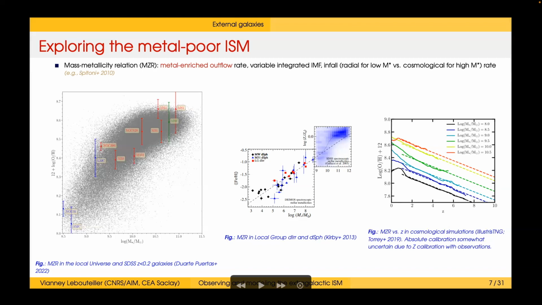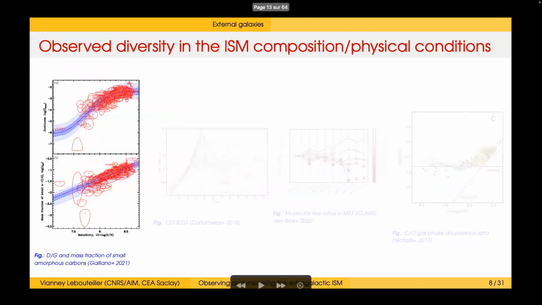They will allow you to probe an ISM that is as metal poor as some higher mass galaxies at higher redshift. The absolute calibration here, this is from simulations, is not very accurate, but the trend is pretty robust. And so this means that effectively, even in the nearby universe, we can study what a metal poor ISM looks like and try to understand the metal poor ISM and the physical mechanisms that will happen at high redshift.